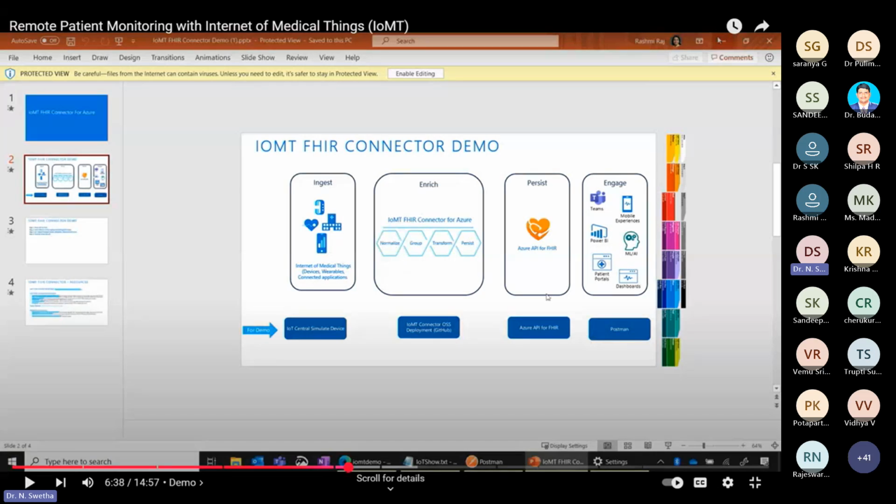So let me talk about this also. Here, this is the connector I have just shown, and the next one is the API. APIs are interfaces between the device and your software. So Azure API for FHIR. You want to store the data into the FHIR server, so for that you should create some endpoints.